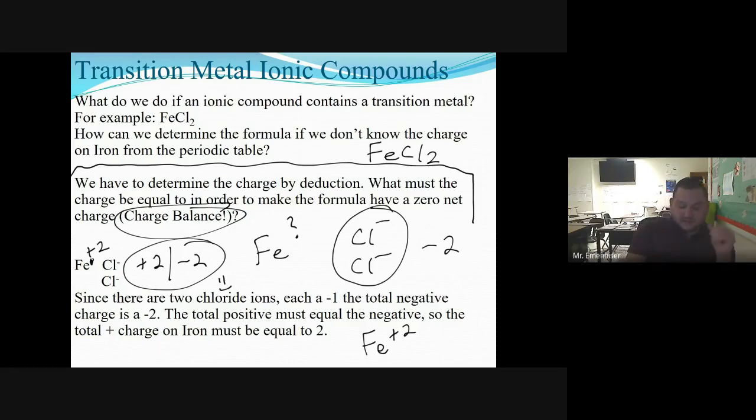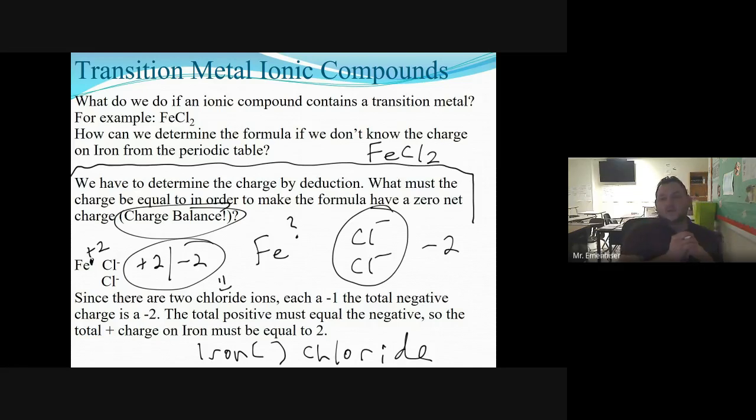Okay, the next step of this, so we're going to call this iron chloride. We're going to put parentheses, and we're going to put something in that parentheses to indicate the charge. I'm going to show you how to do that. That's the last step of this. So we have to figure out the charge of iron by deduction, looking at what the negative is, figure out what the positive is. Okay.